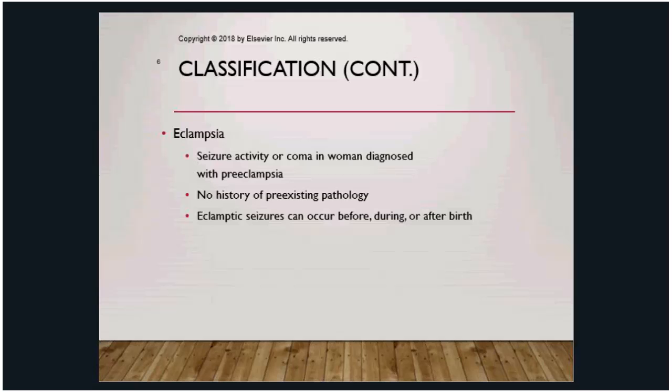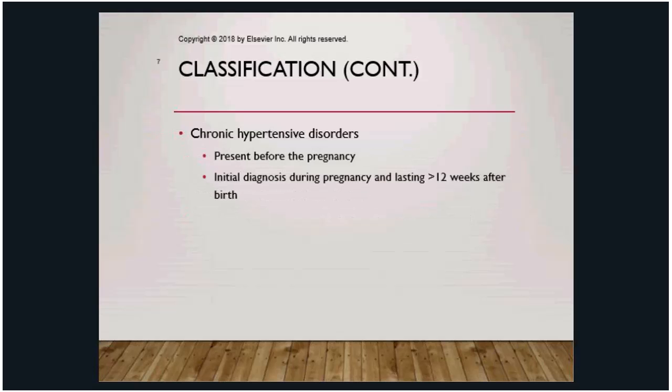Eclampsia is seizure activity or coma in women that are diagnosed with preeclampsia. They have no history of a pre-existing pathology, and eclamptic seizures can occur before, during, or even after birth. So it's very important to be aware of their blood pressure before, during, and after birth. Chronic hypertensive disorders are present before pregnancy. So initial diagnosis is done during pregnancy, and it lasts more than 12 weeks after birth.